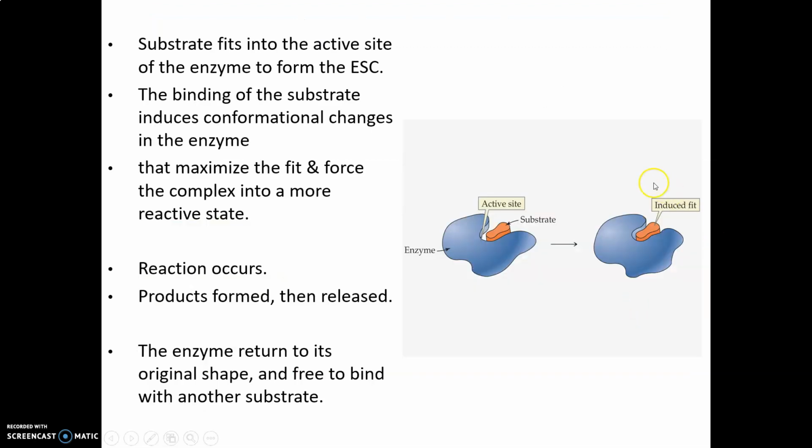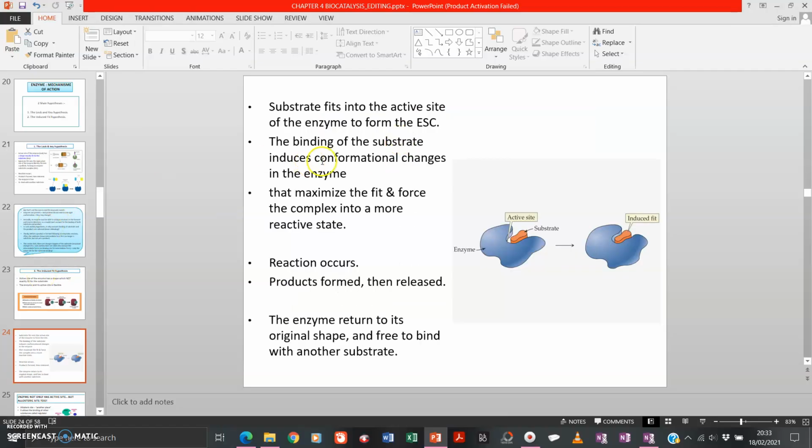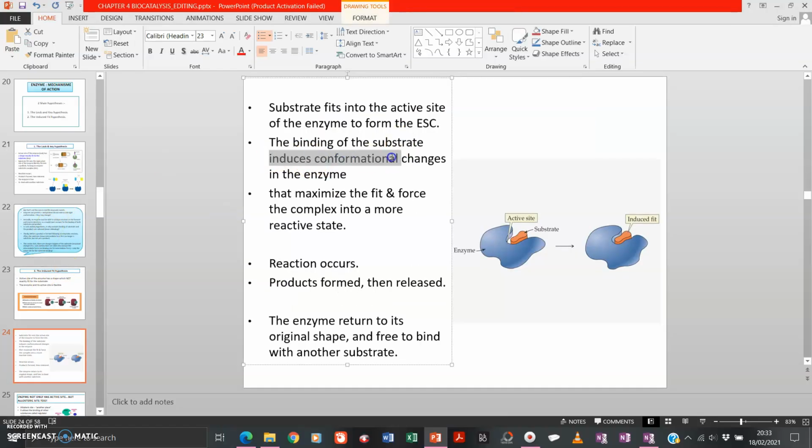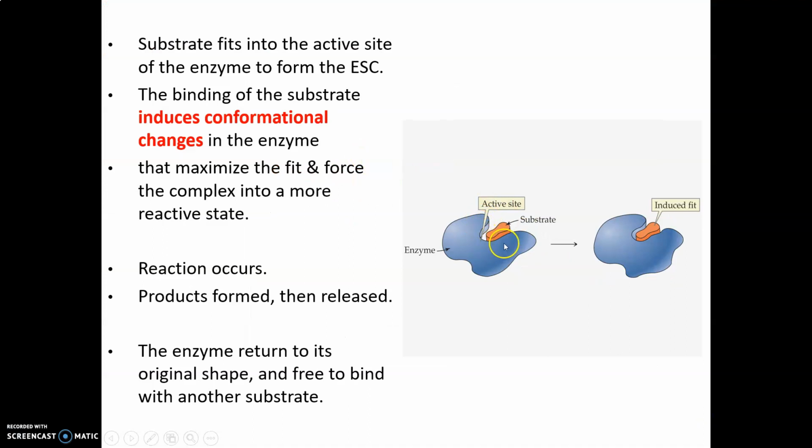So here, okay, kalau soalan tanya, explain induced fit hypothesis. Substrate akan fit to the active site of the enzyme to form the enzyme substrate complex. The binding of the substrate induces conformational changes. Okay, ini adalah dia punya key. The binding of the substrate akan induce conformational changes of the enzyme, including dia punya active site lah. Apa yang berlaku ialah bila enzyme tadi berubah rupa dan bentuk, dia akan maximize the fit and force the complex into a more reactive state.